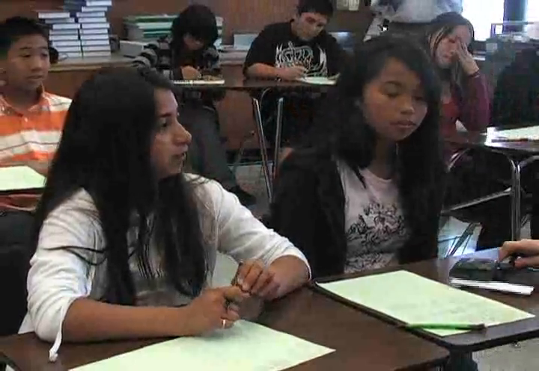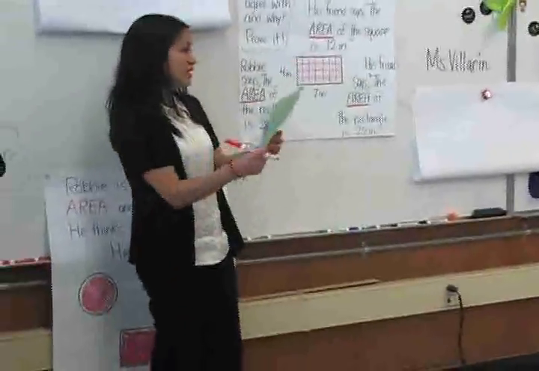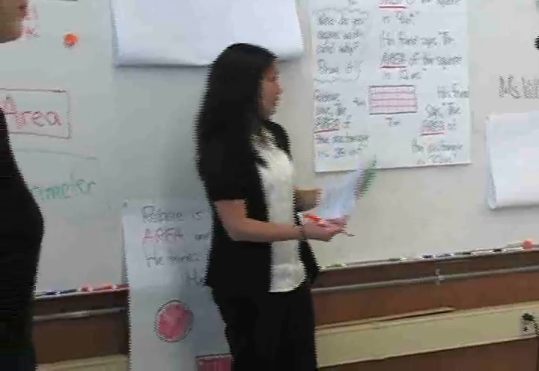So how many squares are inside here? 28. Okay, so can someone really quickly, before we go to the next poster, or not really quickly, but share with the rest of the class what his friend was thinking and what Robbie was thinking? Erica?